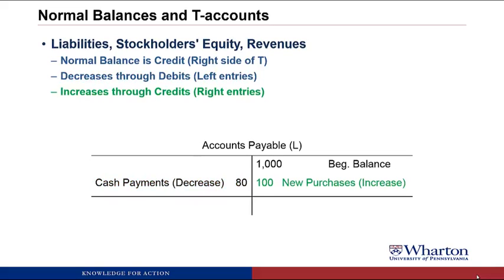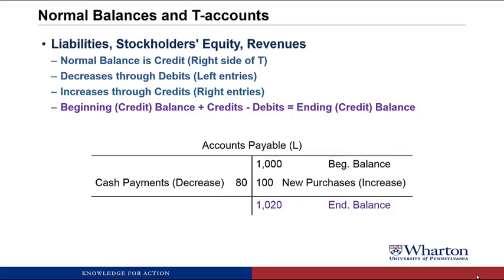Also during the year, we go out and purchase new inventory. We purchase it on account, so we owe our suppliers $100. That's going to increase the liability accounts payable. We increase the liability with a credit entry; a credit increases a credit balance account. At the end of the period, we draw a line, add up the credits, and subtract the sum of the debits. We get an ending balance of 1020, which sits on the credit side, or right side, because it is a credit balance account.